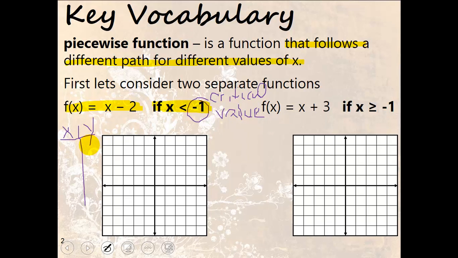So we're going to just make a table of values for this. Very simple, okay? We can only pick values that are less than -1. So we're always going to plug in our critical value, and then we're going to go less than that. So like -2 and -3 and -4, okay? If I plug in a -1, -1 minus 2 is -3, -2 minus 2 is -4, -3 minus 2 is -5, -4 minus 2 is -6.